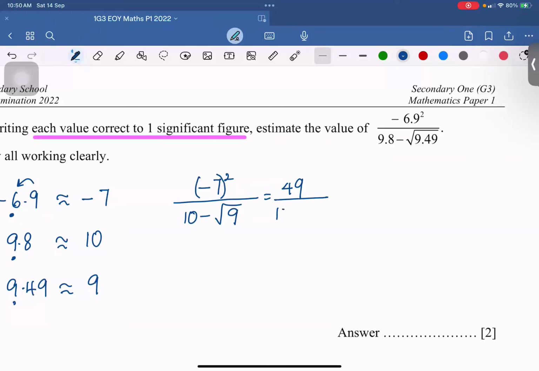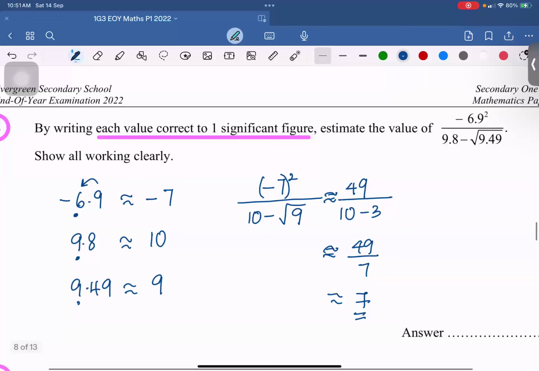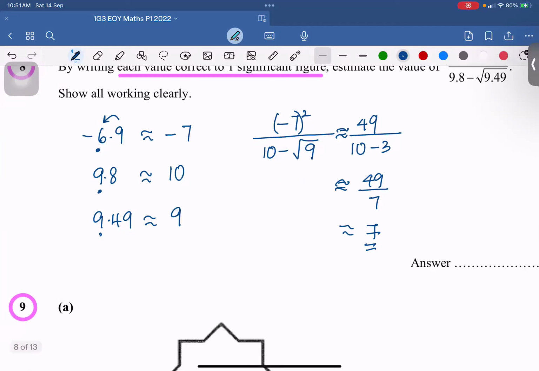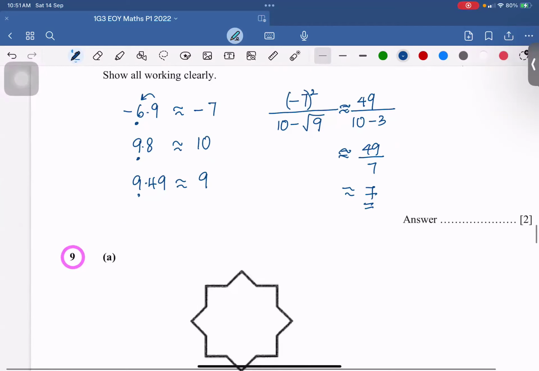10 minus root square of 9 is 3. So it's 49 over 7. Sorry, I need to change this to an approximation sign. Then the answer will be approximately 7. So there's a little bit of prep inside the question. But the question says round off each value. The previous worksheet that I marked, your last year paper, had some errors, so please do take note of this question.